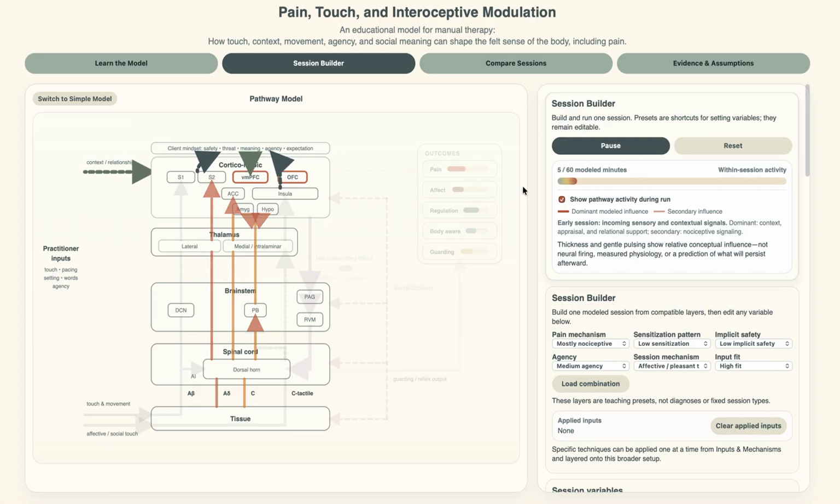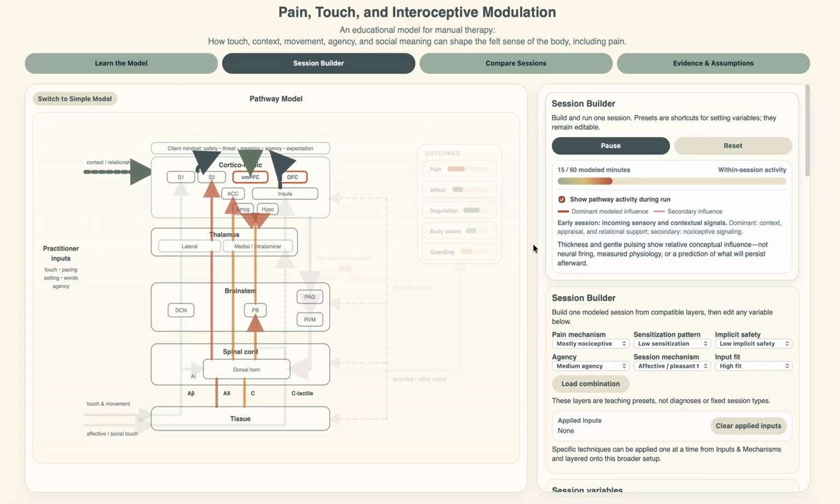So as the model session progresses, the pathways change dynamically, and we can see the estimated effects on the system and on outcomes. These numbers are deliberately presented as teaching estimates, not measurements or clinical predictions. The purpose is to make relationships visible. And this is one of the most important things the model is designed to demonstrate.